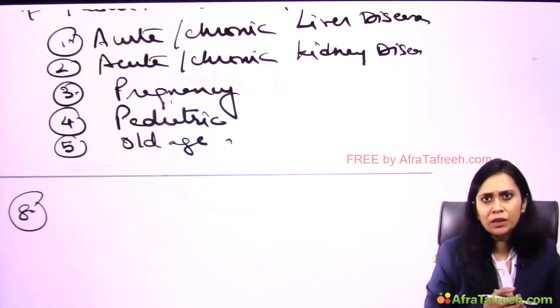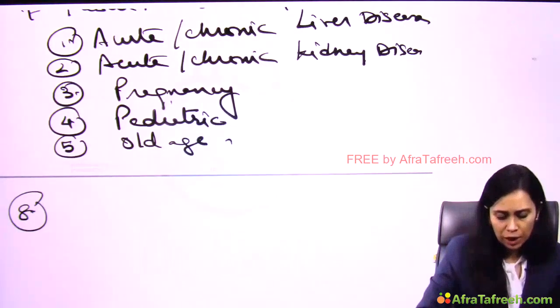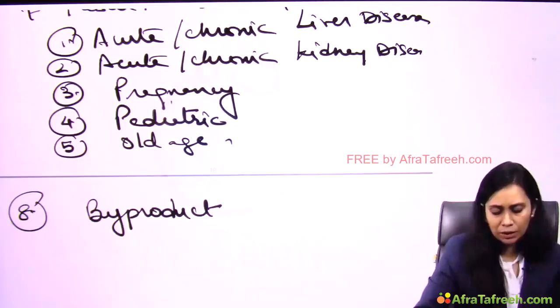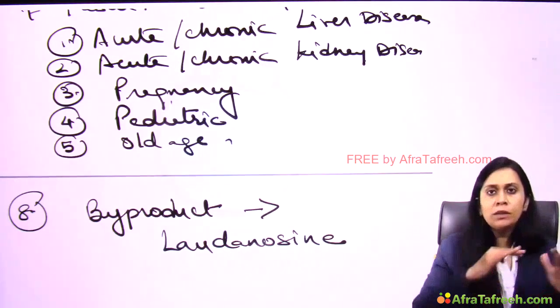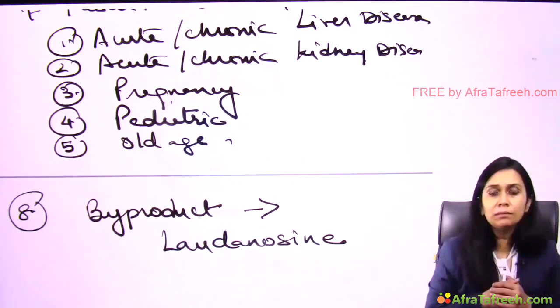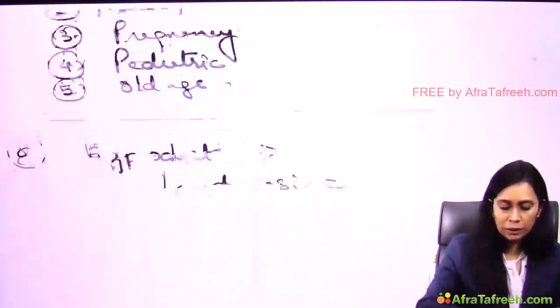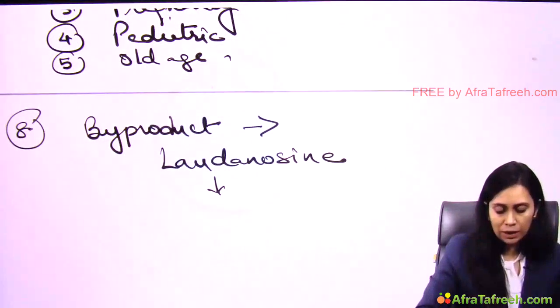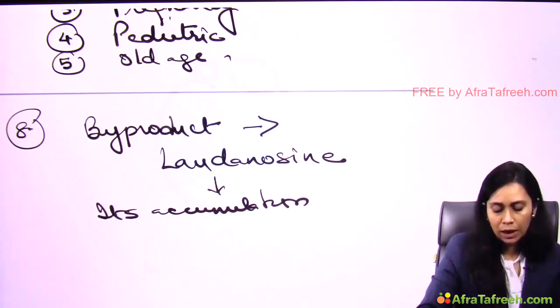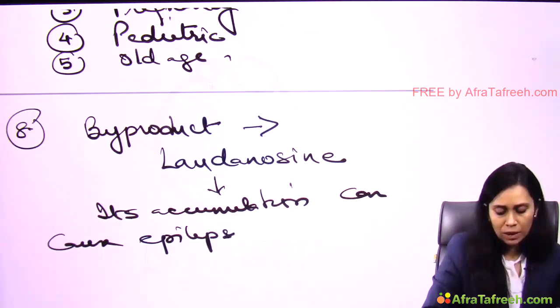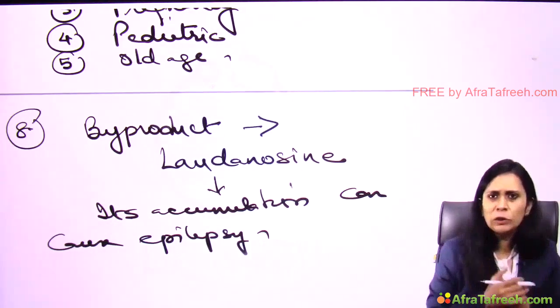And by Hoffman degradation, it produces a byproduct, and this byproduct is something called laudanosine. What is this laudanosine? Laudanosine is a byproduct of atracurium metabolism, and its accumulation can cause epilepsy. Understood?